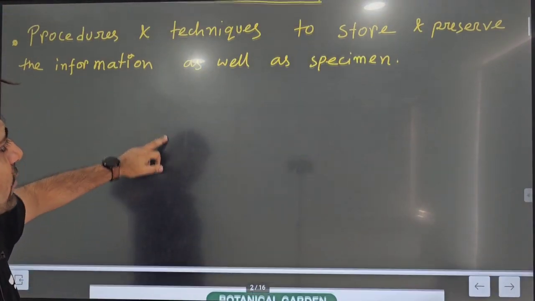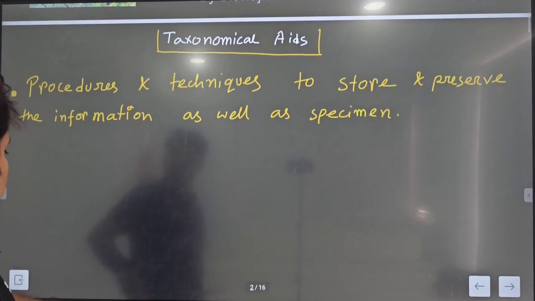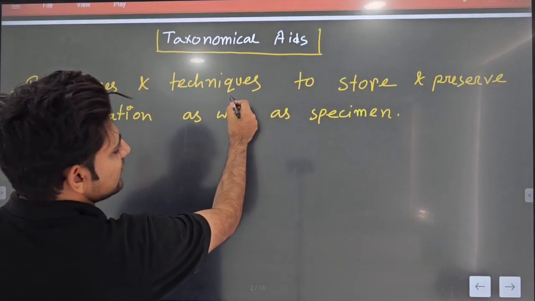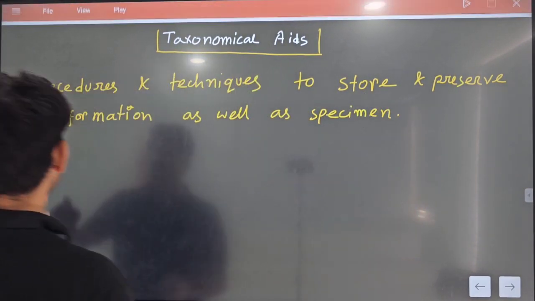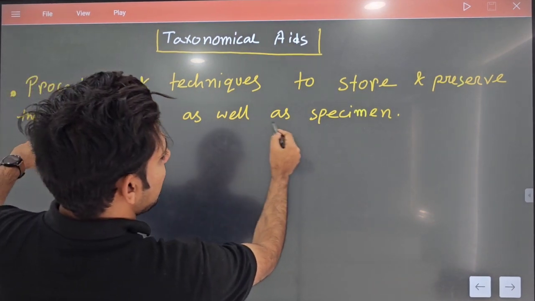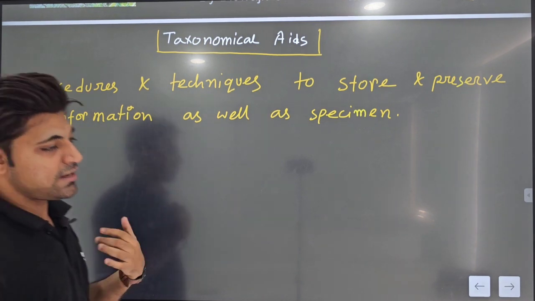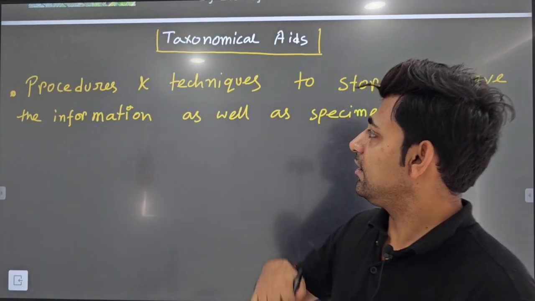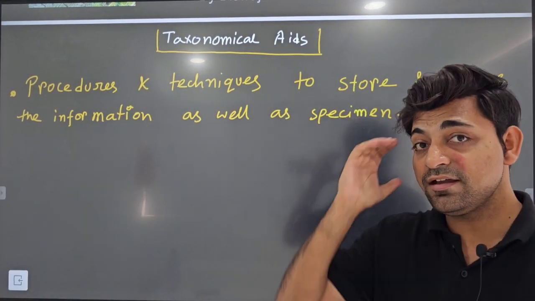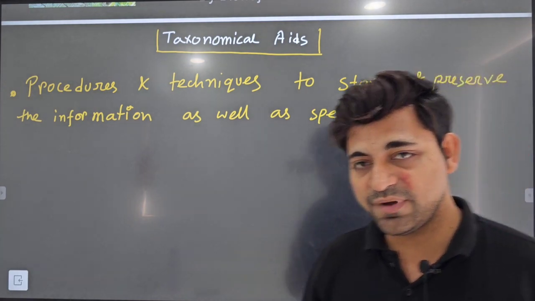We are talking about taxonomical aids. These are the procedures or techniques to store or preserve information as well as specimens. This is called taxonomical aids. This can be any technique, any procedure, any knowledge base or database.